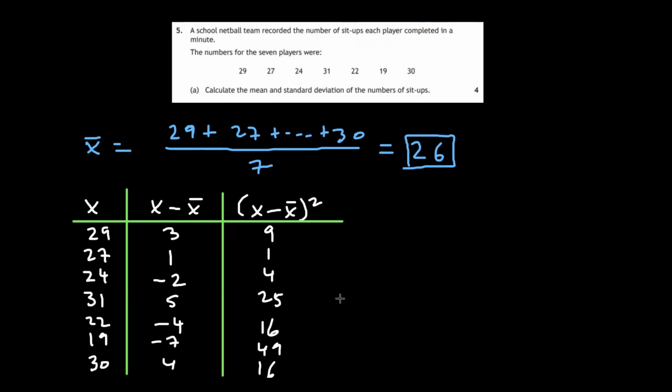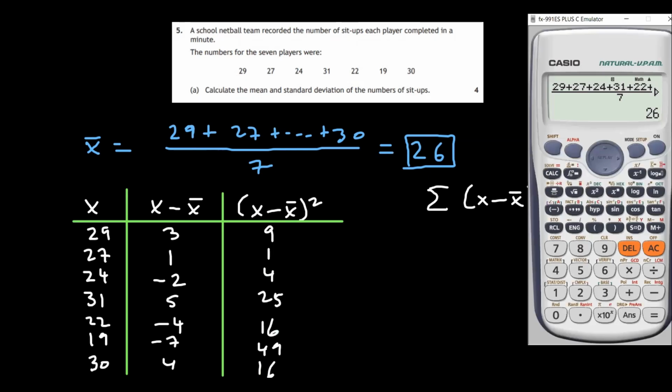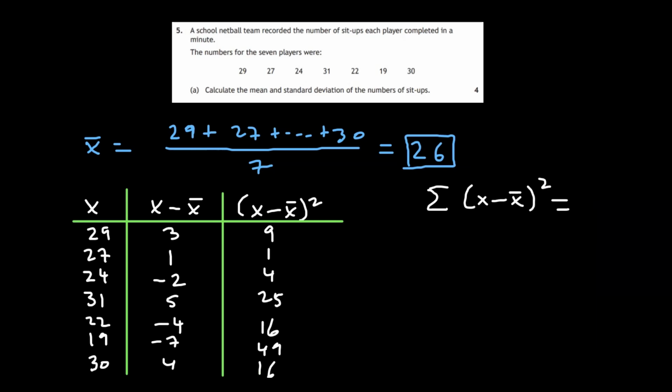So that means that the sum of this column would give us sigma of this expression. So this is part of the standard deviation formula. So let's just add up the numbers. So that's 120. And this just means sum of, by the way. So essentially, we're just summing up all of these numbers, and these are the numbers.